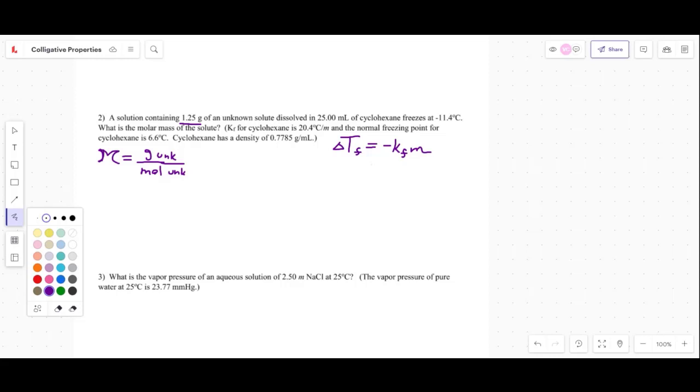But what you'll actually find is that in different textbooks, they deal with this in different ways. In the Brown, LeMay, Bernstein textbook, Chemistry: The Central Science, they actually do delta Tf is equal to negative Kf m. In the Tro textbook, which is probably the one you're using, they use delta Tf is equal to positive Kf m.